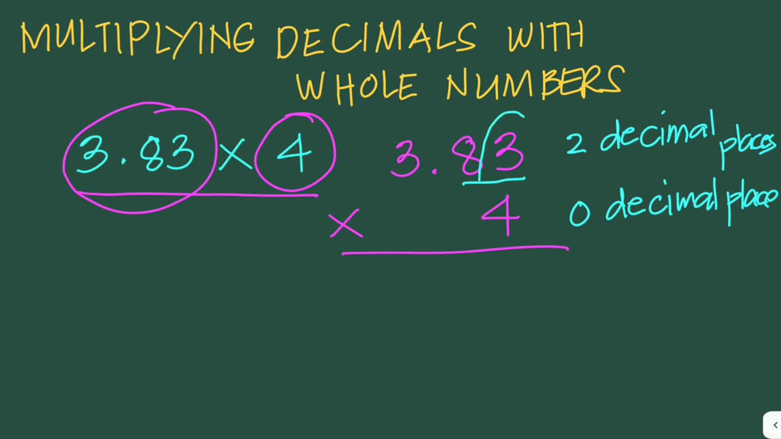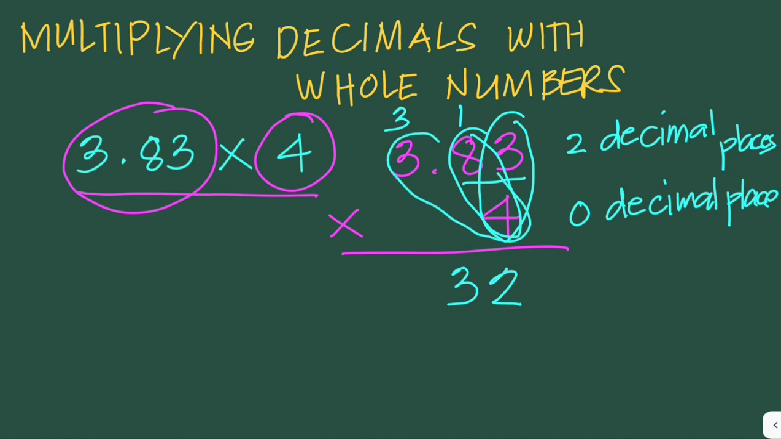Alright, we multiply the first digits first. 4 times 3, so that is 12. Carry 1. We put 1 on top of above 8. And then 4 times 8 is 32. And 32 plus 1 is 33. We bring down 3 and then we write 3 above 3. And then 4 times 3 is 12. And 12 plus 3 is 15.